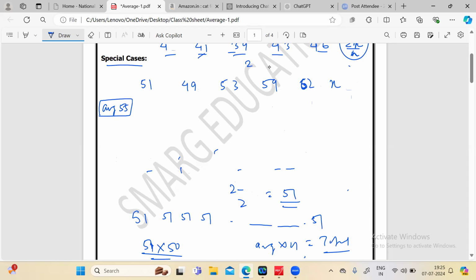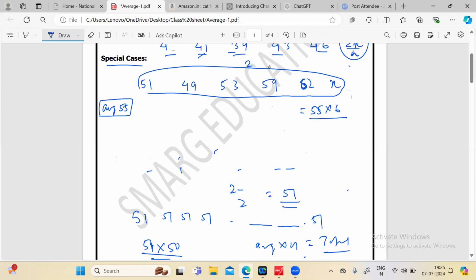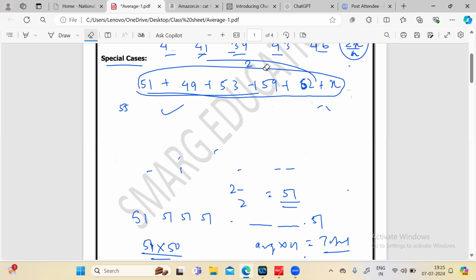So what I know here, through the formula and through the concepts, is that the sum of these numbers will be equal to 55 into 6. So if we add all these numbers and subtract from the total, I'll get X, because the sum of all these numbers will be the same as 55 into 6. This everybody knows, right? Everybody knows about this? Yes, sir. Very good.